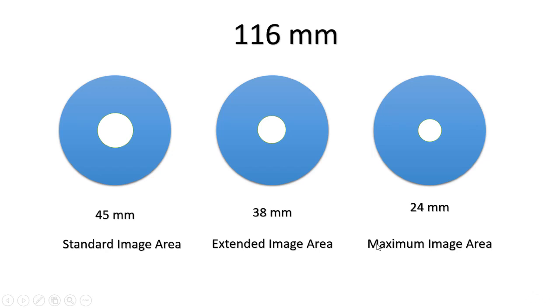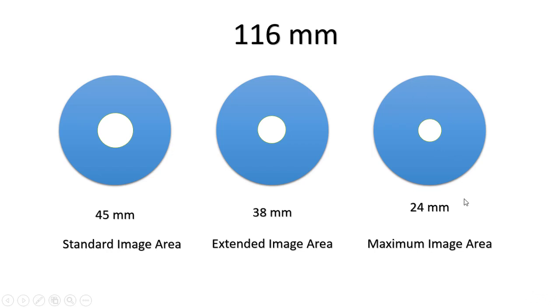Now the next one is the maximum image area. This is the maximum area your image is going to cover. You can see a 24 mm inner edge, the width and height of this particular inner edge, so this is going to be 24 mm, and now your image has more space to place it here. This is really great.